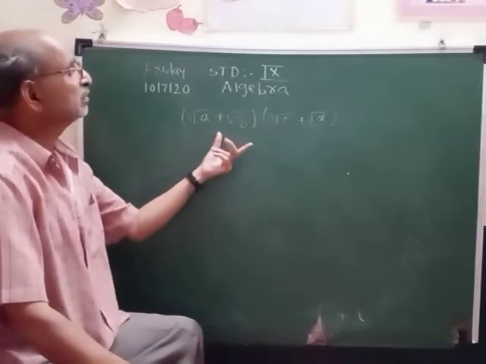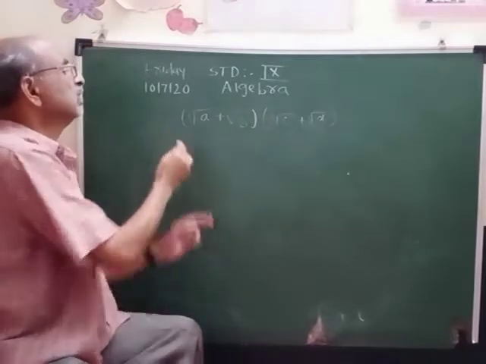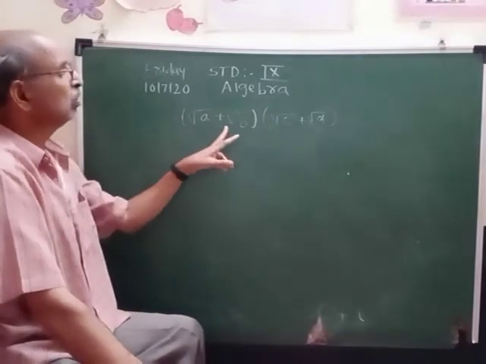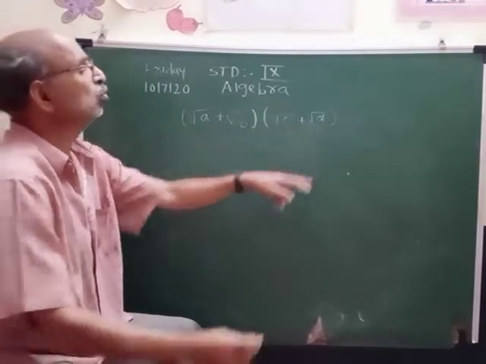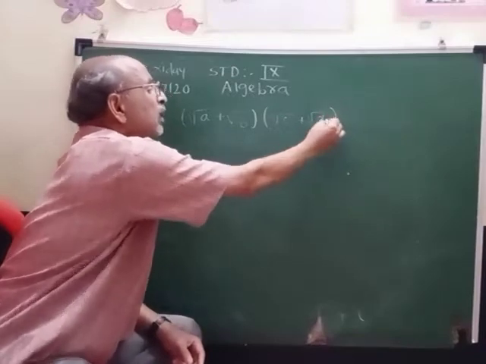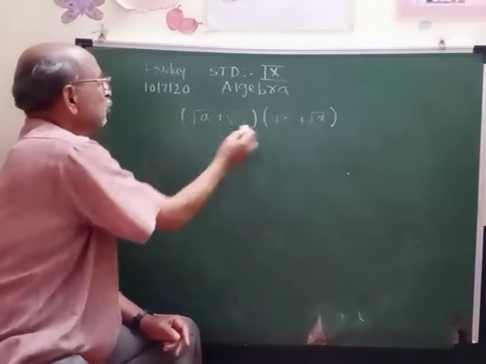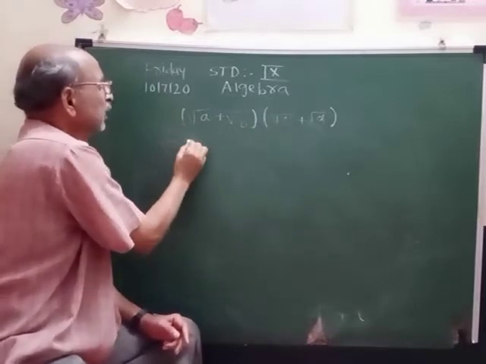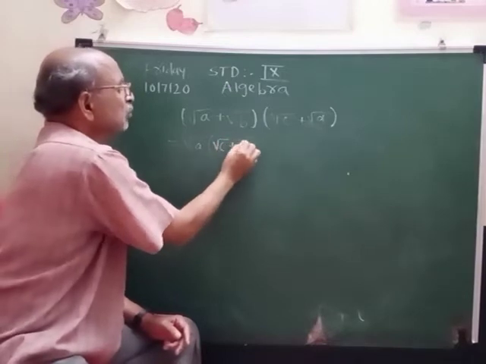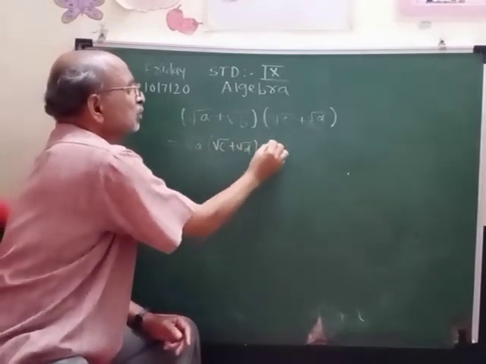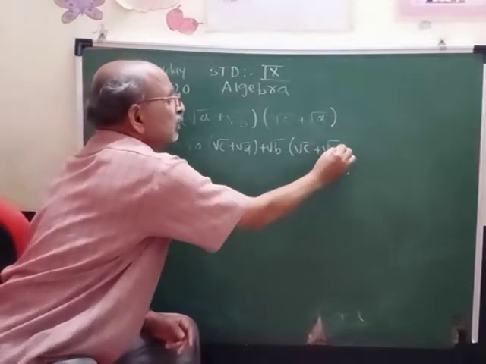Day before yesterday, we said how to solve irrational number and rational number examples. This is one identity: (root A plus root B) into (root C plus root D). We have to solve this by using the formula. We have to multiply root A to root C, so root A into (root C plus root D), plus root B into (root C plus root D).